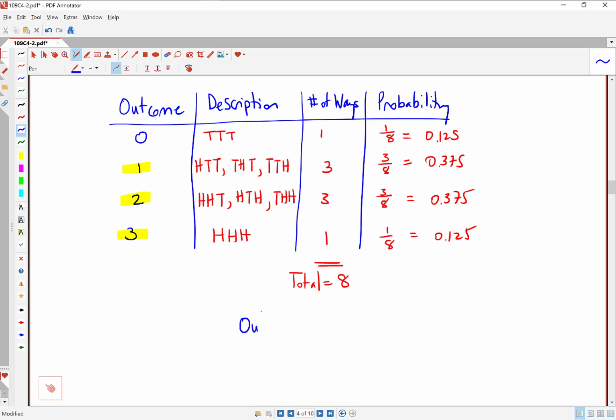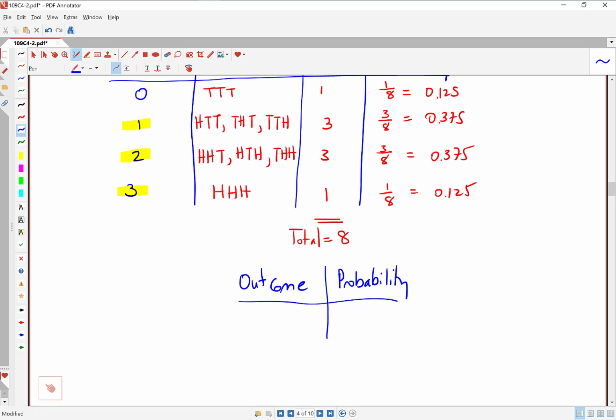So strictly speaking, when you're asked for a probability distribution, really what you're looking for is just a concise table listing out your different outcomes and the probabilities that go with them. So our different outcomes for number of heads are 0, 1, 2, 3, and our probabilities 0.125, 0.375, 0.375, 0.125. So there's our final answer for our probability distribution.